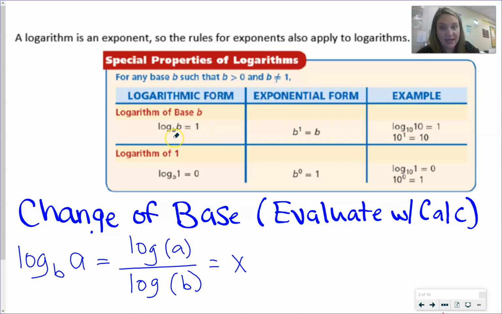Because if I rewrite it, that means my base raised to the power of 1 equals the same number as my base. That makes sense. Anything to the power of 1 is itself, okay? So some examples, there's one here, but I can give you another one.